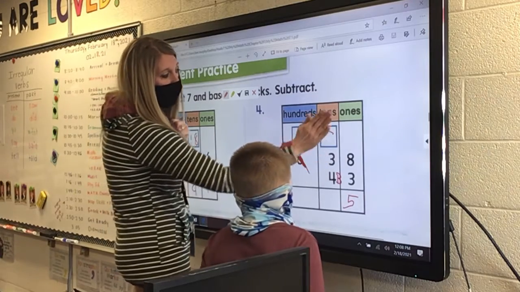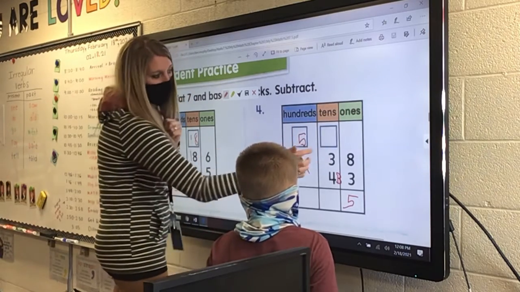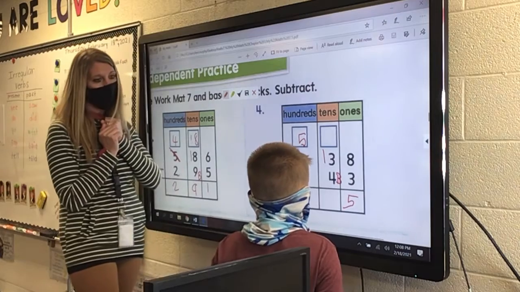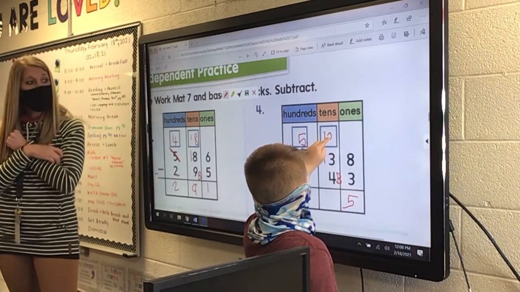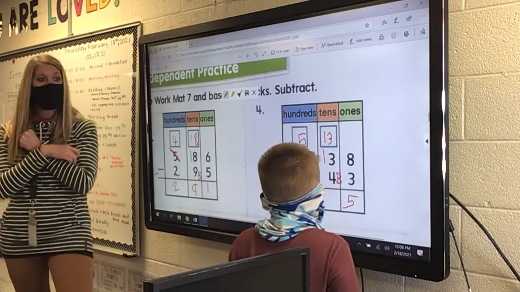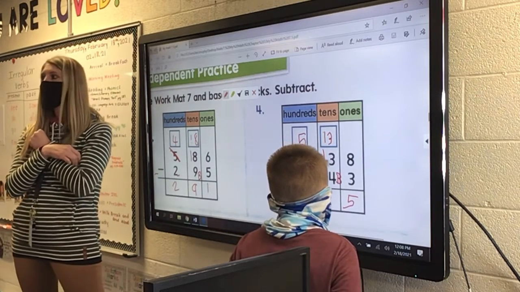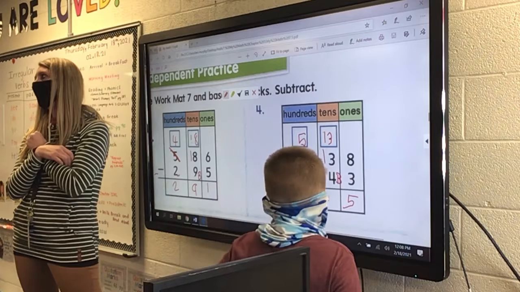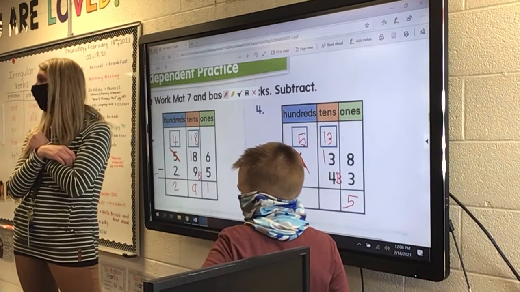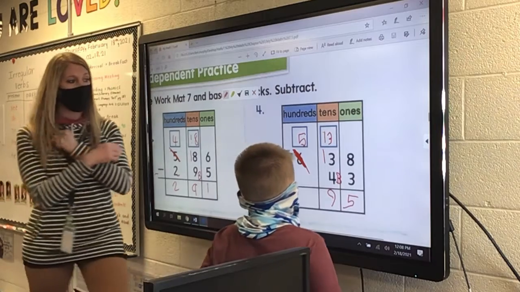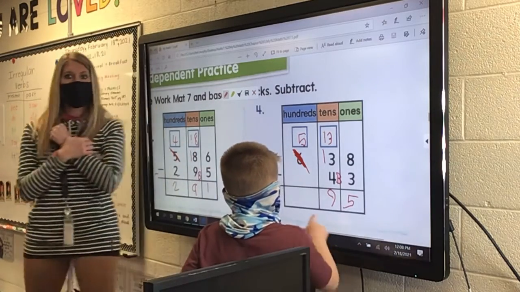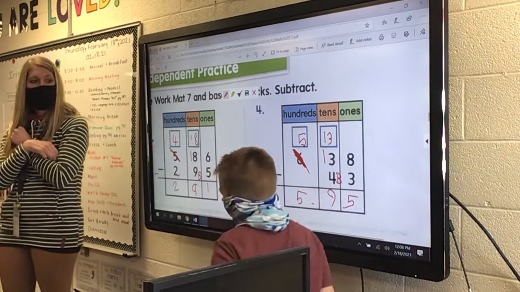Now, you have 3 and you're adding 10 to it. So you just put a 1 in front of there. What number is that now? 13. So now, Carson, you can take 13 and take 4 away. You guys help Carson out with 13 minus 4. 9. And then 5 minus 0, because there's nothing there, would be 5.